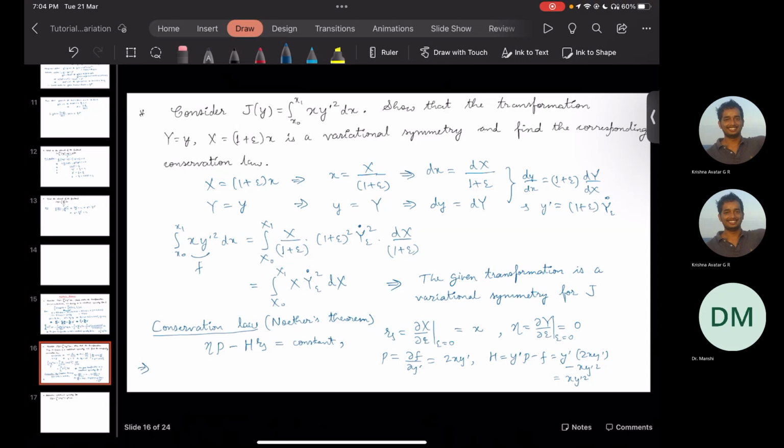So our conservation law is 0 into 2xy prime minus xy prime squared into x equal to constant. And then this implies that x squared y prime squared is equal to constant. And then we can stop here.